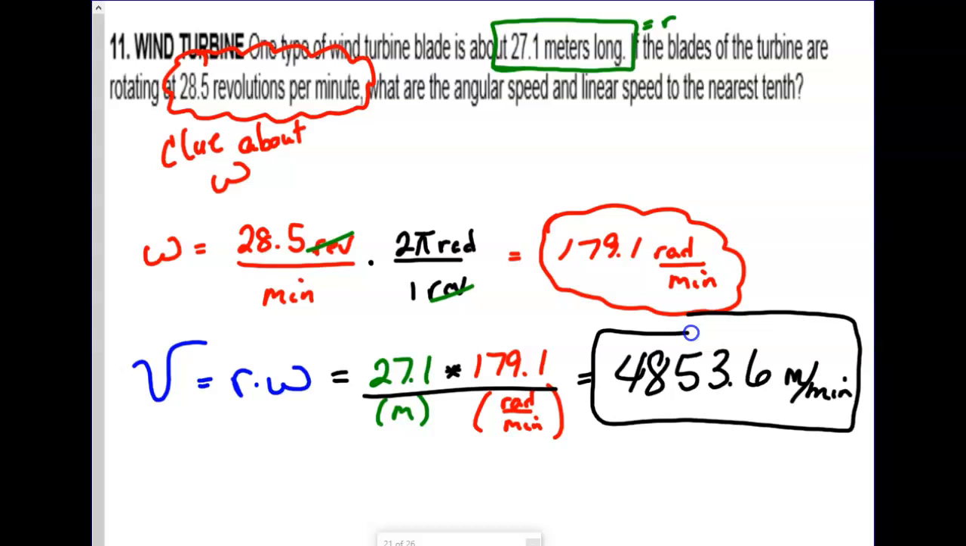So those questions for linear speed and angular speed always go the same way. Sometimes they straight up give you angular speed, cool. Otherwise you have to do a little converting. Use angular speed to find linear speed every single time.